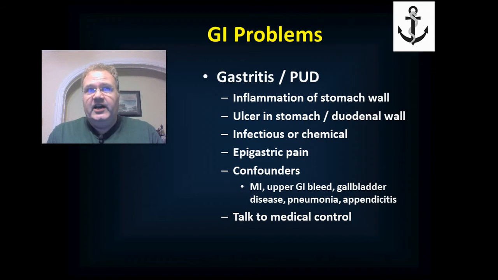You can be having a heart attack. You could be having a pulmonary embolism. You could be having a ruptured AAA, the abdominal aortic aneurysm. The patient could have problems with their gallbladder or a pneumonia if they've got a cough and fever, or it could even be appendicitis. Most of the time the appendix is in the right lower quadrant of the abdomen. Sometimes it's in the right upper quadrant. Sometimes it's in the left upper quadrant. Sometimes in the left lower quadrant, and sometimes towards the midline. So you need to consider all of these things. So again, someone complaining of upper abdominal pain, even if you ultimately play the odds that this is gastritis or peptic ulcer disease, talk to medical control.